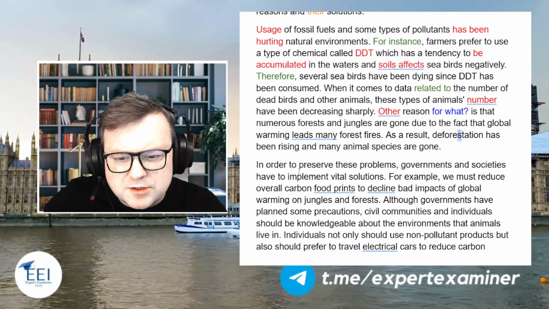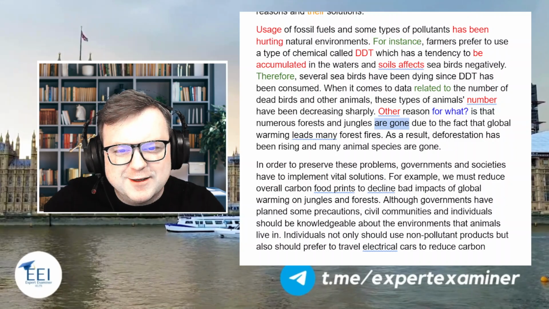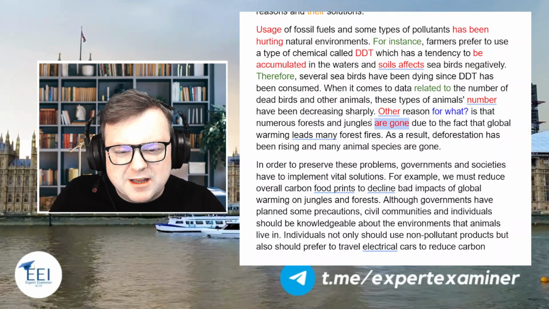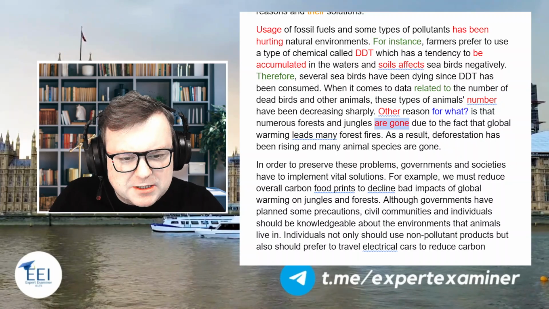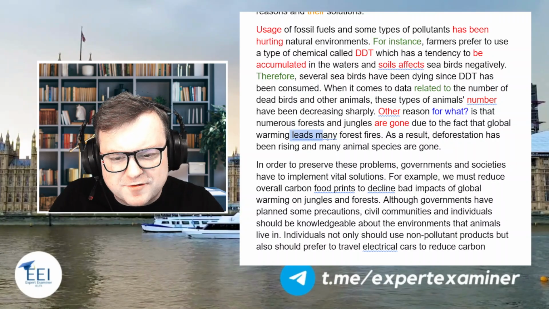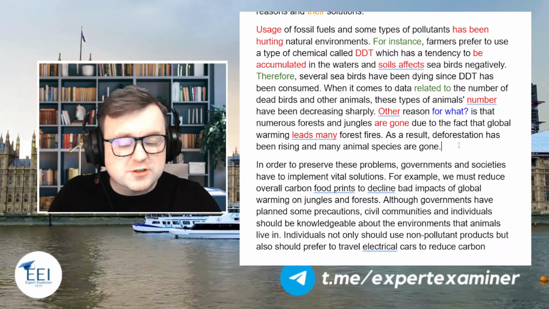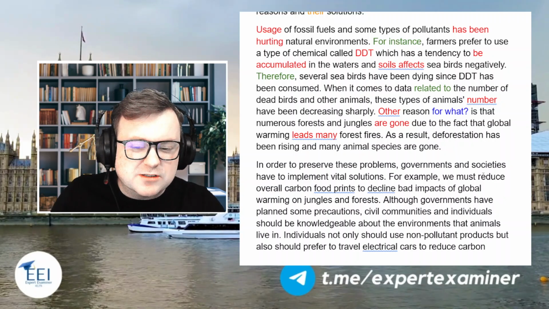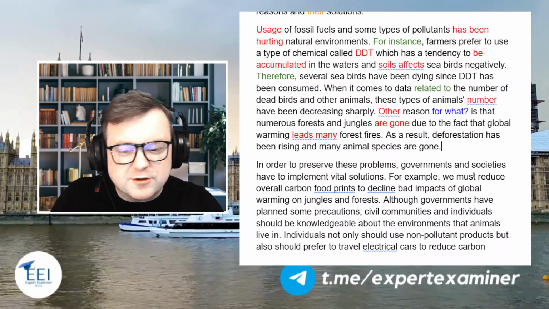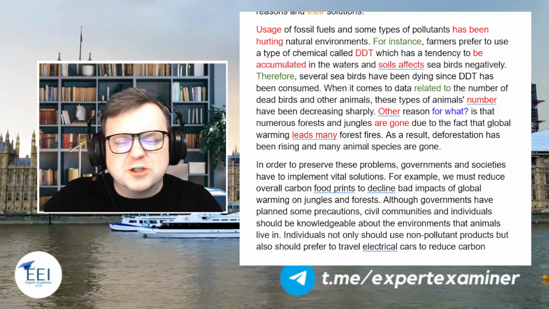Another reason is that numerous forests and jungles are gone. It seems a little bit informal. They are gone. Have disappeared, maybe, is more formal; are gone is a bit informal. Have disappeared due to the fact that global warming leads to many forest fires. That's not the reason why most of our forests are disappearing. Forest fires are a problem. The biggest reason why these forests are disappearing is because people cut them down for wood or to make space for other animals, not due to forest fires. That's a minor point, but okay. I'm not here to argue with your opinion.